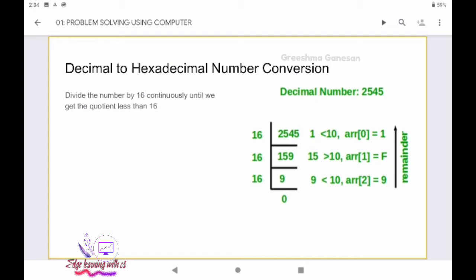So what we have to do is 9F1. 9F1. So this is the correct answer for this question 2545.